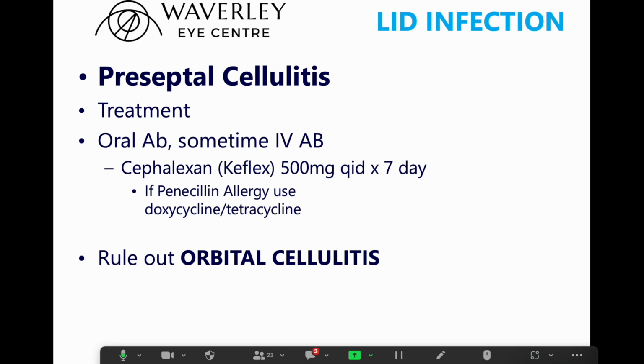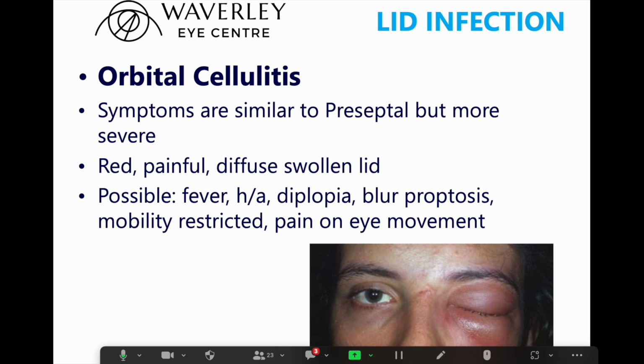So the treatment for preseptal is oral antibiotics. Sometimes they'll put them on IV antibiotics, but you want to rule out orbital cellulitis. Orbital cellulitis is a situation when that infection is not just in the anterior portion of the lid, but it has spread to behind the septum and into the orbit. So they have an active infection in the orbit of the eye, or the brain, which it can lead to. So it's a severe problem and very concerning.